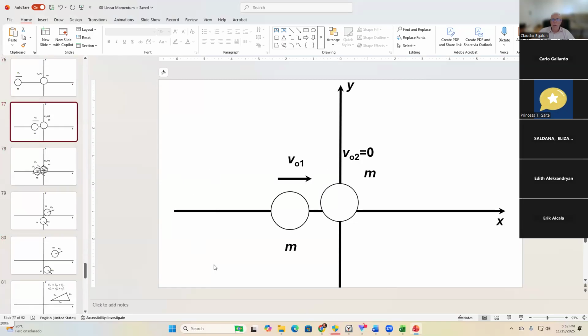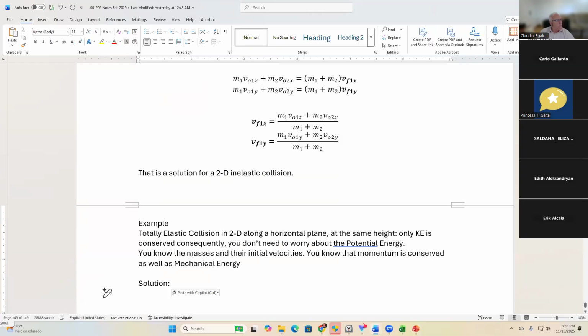Two masses, two equal masses, totally allowed to be along the same height. Only kinetic energy is conserved. Don't need to worry about potential energy. You know the mass and their initial velocity, and mass of one is equal to mass of two. Okay.